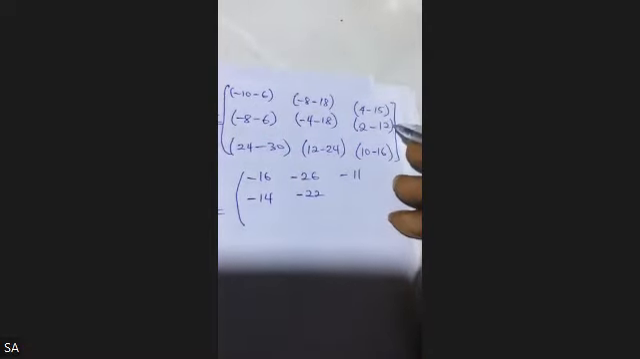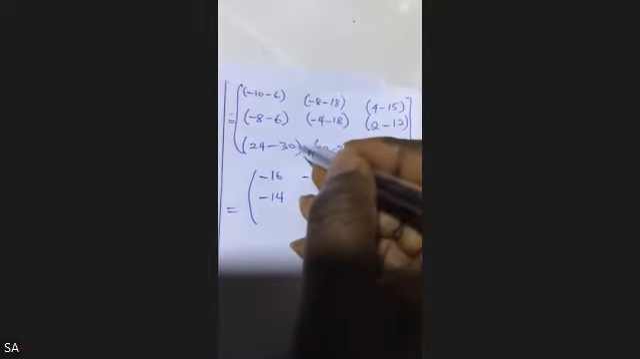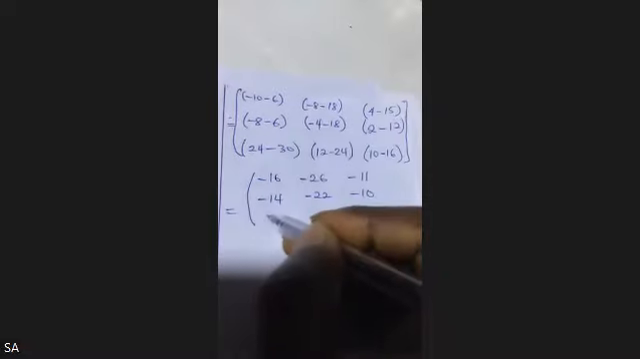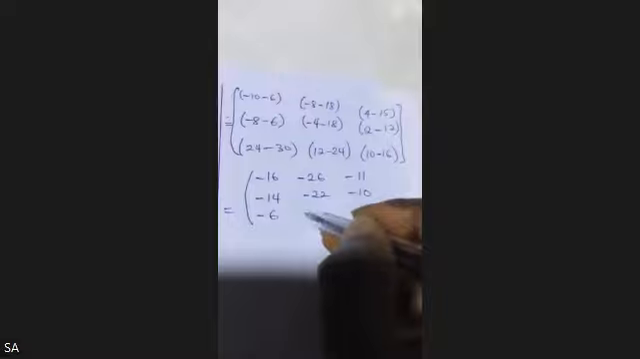2 minus 12. 2 minus 12 is what? Minus 10. 24 minus 30 is minus 6. 12 minus 24 is minus 12. 10 minus 16 is minus 6.